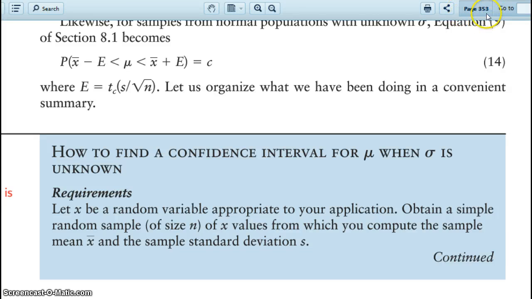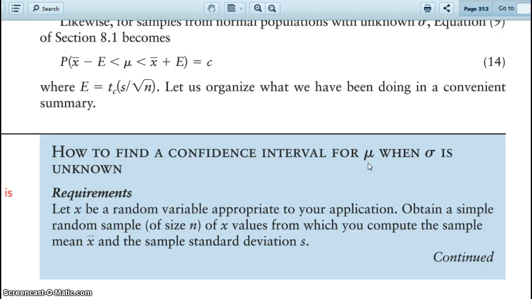For number 8B, look at page 353, and there's a blue box here that continues on to the next page that explains the steps you need. We're trying to find a confidence interval for our population mean. And for our example, that's the average size, the mean size of the rim diameter of the ceramic vessels.